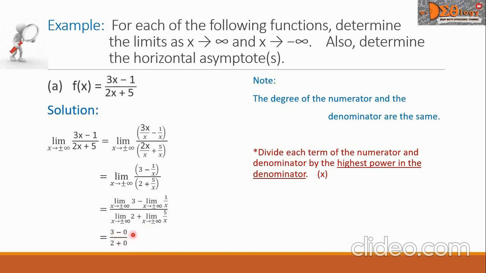3 minus 0 is 3, all over 2 plus 0 is 2. Simplifying this, we write 3 over 2. This is now the limit of the function. For the horizontal asymptote, we simply take this value and we write it here. So the horizontal asymptote is y equals 3 over 2.